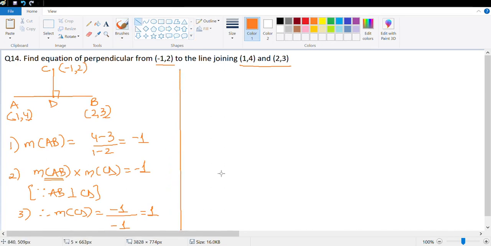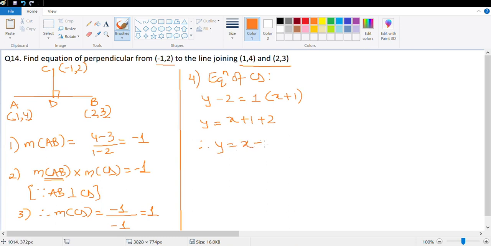Now we know the slope of CD, and we know a point on CD which is (-1, 2). So we can use the point slope formula. So equation of CD would be y minus y1, in this case 2, is equal to m, the slope, which is 1, times x minus x1, in this case negative 1. So this becomes x plus 1. So y is equal to x plus 1 plus 2. Therefore y is equal to x plus 3. So that's the equation of the given line, or rather the required line. y is equal to x plus 3.